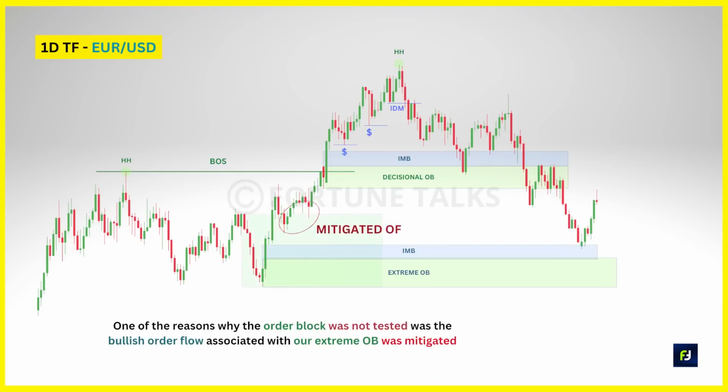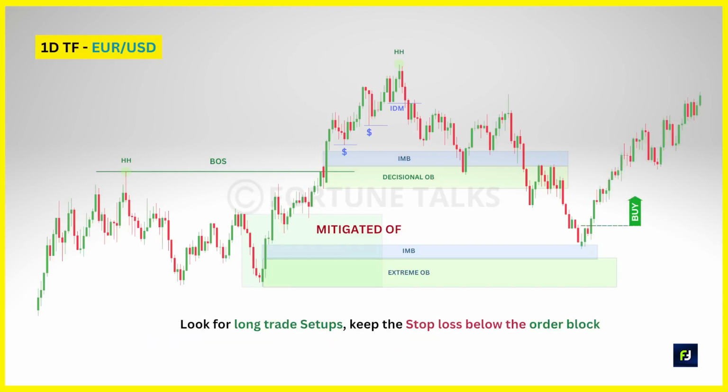One of the reasons why the order block was not tested was due to the fact that the bullish order flow, which is the last selling move before the buy that is associated with our extreme order block, was mitigated, as you can see here. It is one of those filters that you can apply to separate high probability order blocks from the low quality ones. In this scenario, since the price is at a discount valuation and since it filled the imbalance, we can look for long trading setups while keeping our stop loss below the order block area. If you are more risk averse, then you can even set your stop loss somewhere below the imbalance zone.